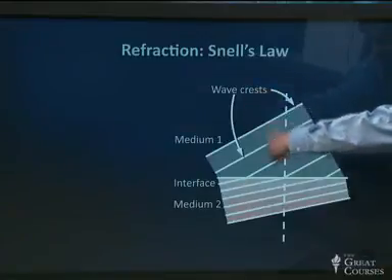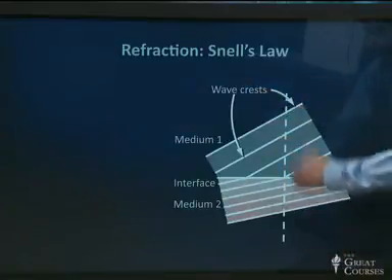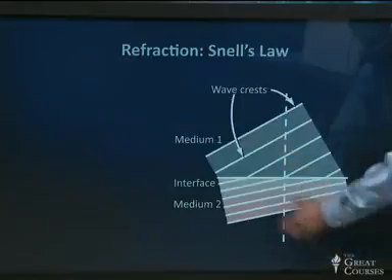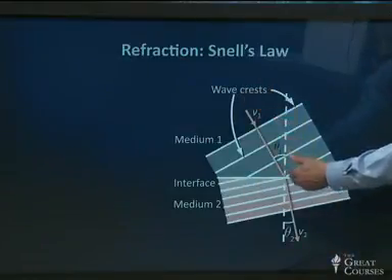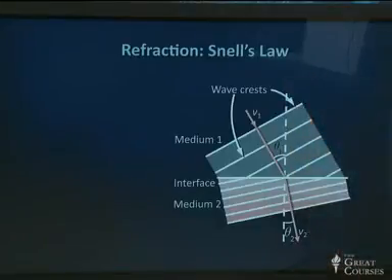So here come the wave crests heading in. Here is that normal to the interface. Here's medium 1. Here's medium 2. Here are rays representing the incident light, rays representing the refracted light. Theta 1 is the angle of incidence. Theta 2 is the angle of refraction. We want to know how they're related.